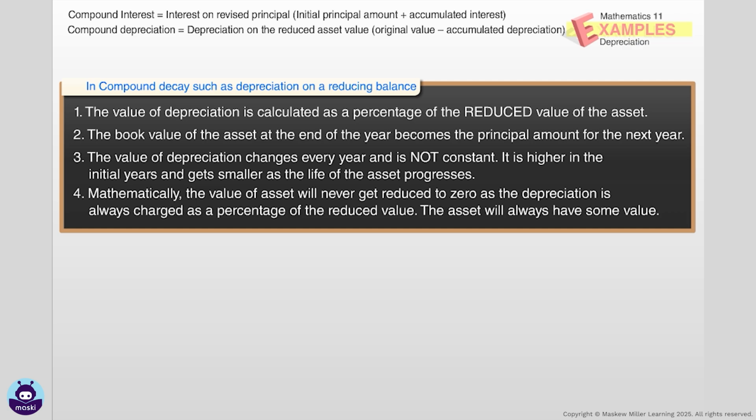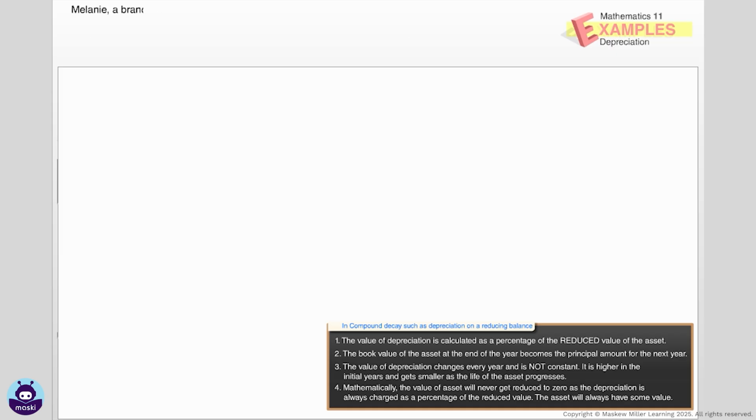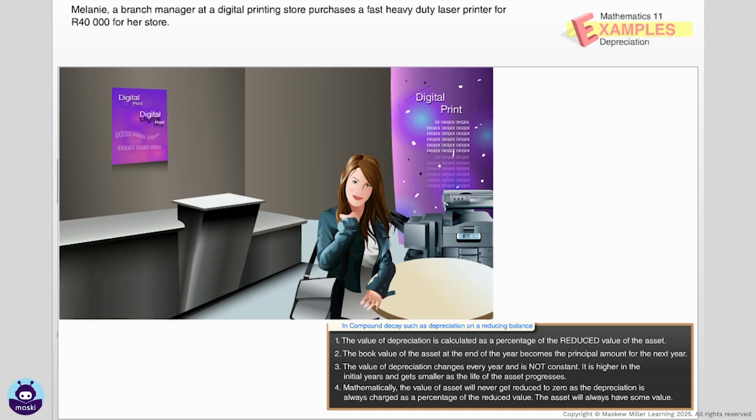Mathematically, the value of the asset will never get reduced to zero, as the depreciation is always charged as a percentage of the reduced value. The asset will always have some value. Let us explore these concepts in more detail using an example.